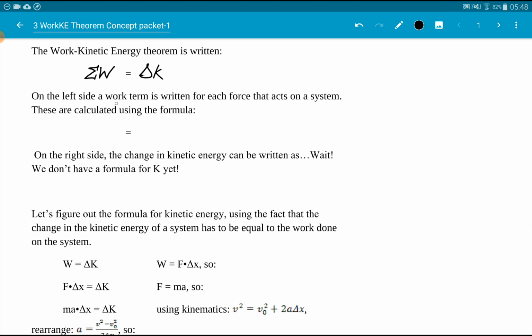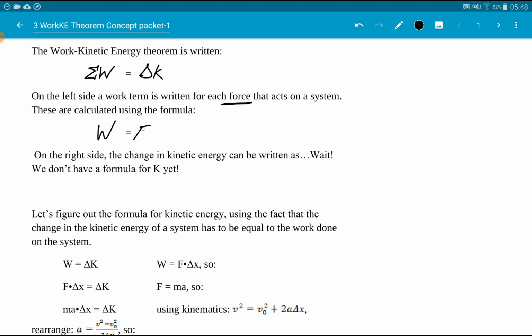On the left side, this sum of all the works, you're going to have a work term for each and every force that you have on your system. And then we'll calculate the amount of work done for each of those forces based on what we found out before. Work is the change in energy, and how do you actually calculate that?